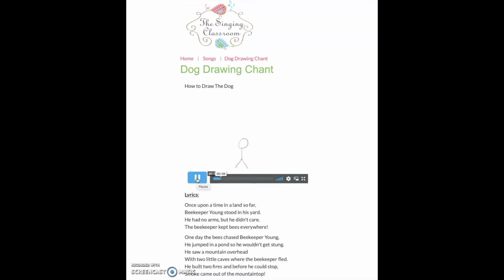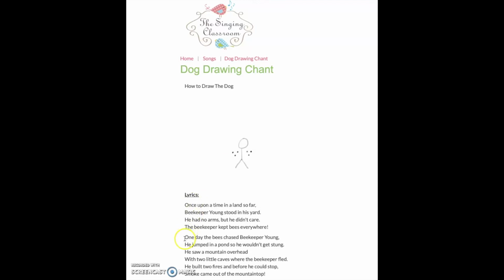Beekeeper Young stood in his yard. So there's Beekeeper Young, right? But notice he has no arms because it says that in the next line. He had no arms, but he didn't care. The beekeeper kept bees everywhere. How many bees does Beekeeper Young have on each side of him? Let's count. 1, 2, 3. That's it. 1, 2, 3. So make sure you draw 3 bees, or 3 dots actually, on each side of Beekeeper Young.